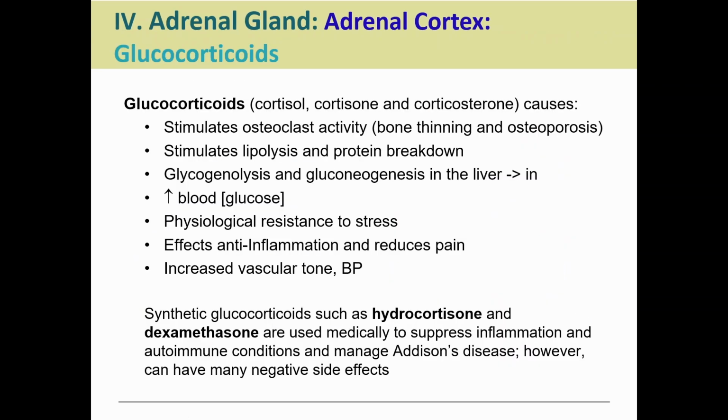Moving on to glucocorticoids. This is a big group, but it includes things like cortisol, cortisone, and corticosterone. This is going to stimulate osteoclast activity, so thinning of the bones, osteoporosis are going to be related to this if you have too much of this. It will stimulate protein breakdown and lipolysis, glycogenolysis, right, and gluconeogenesis in the liver, so we're going to increase blood glucose with these.